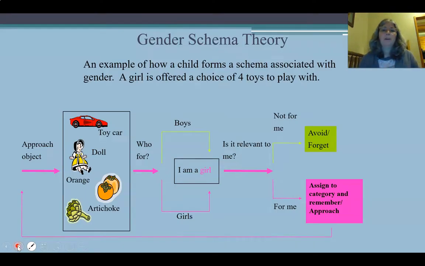Okay, so the way gender schema theory works. Here's an example. Let's go through this. So the child approaches the toys. It could be toys in a toy store. It could be toys in your classroom. And they consciously or unconsciously ask themselves, who is this toy for? Is it for boys, or is it for girls? Let's say this is a girl we're talking about. She says, I am a girl, so is it relevant to me? If she labels it as a boy toy, she would say it's not for me, therefore she's going to avoid it. If she says, oh, it is for me, she assigns it to some sort of category. It is a doll, it is a plush animal, it is a stuffed animal, whatever. And then it all starts over again. So you can see how this works.